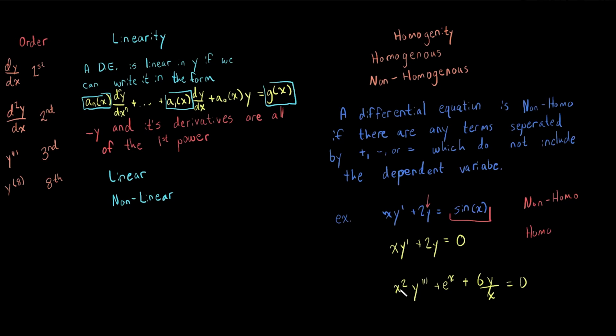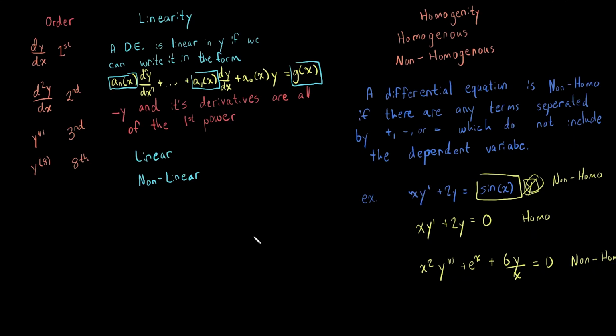Our third example here, we have x squared times y triple prime plus e to the x plus 6 over x times y is equal to 0. You'll notice that we have another additive term here, this term right here, and it doesn't include any dependent variables of y or its derivatives. So since it's additive and separated by a plus, minus, or equals, in this case a plus, we can indeed conclude that this is a non-homogeneous differential equation.